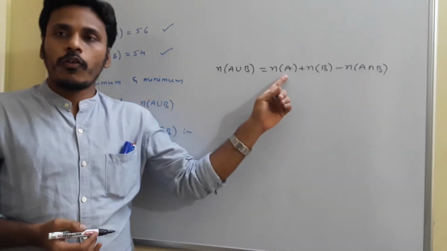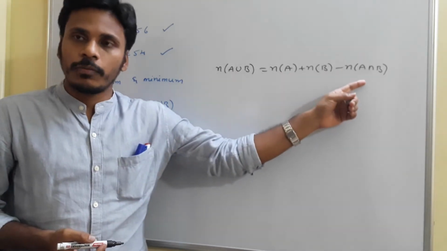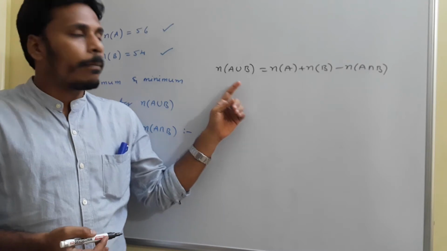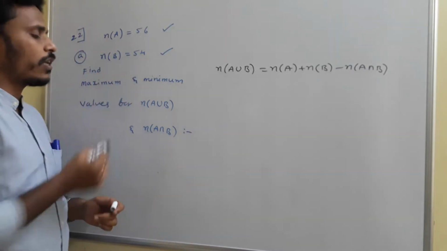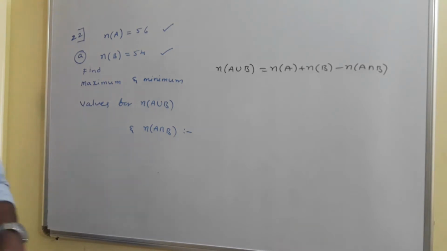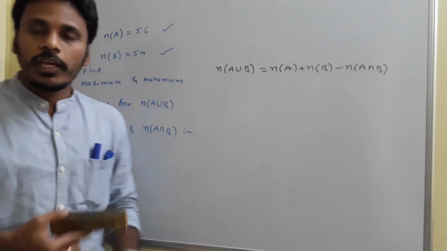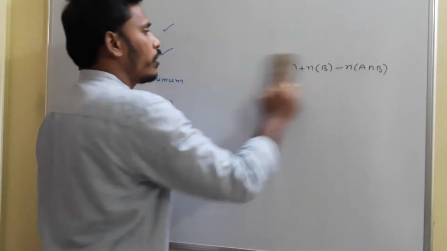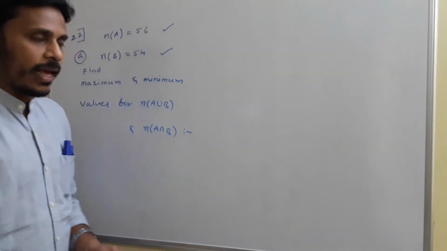For suppose if n of A, n of B and n of A intersection B are given, then easily we will find n of A union B. But here just two values are given, n of A and n of B, and they are asking us to find the maximum and minimum values of n of A union B as well as n of A intersection B. So for that, you just sketch its Venn diagram first.